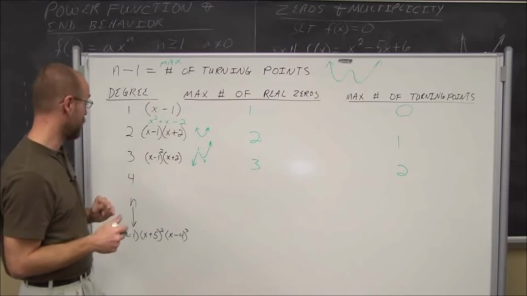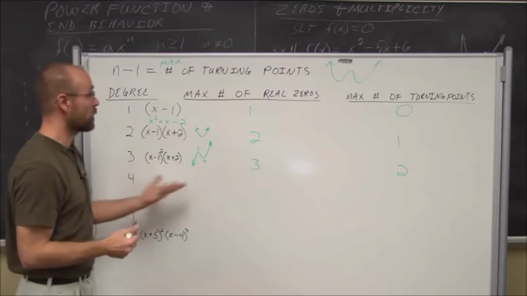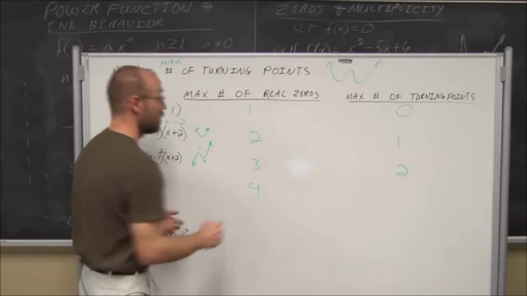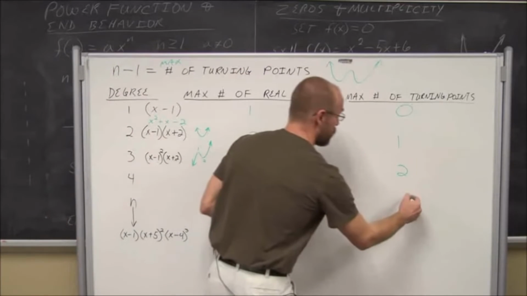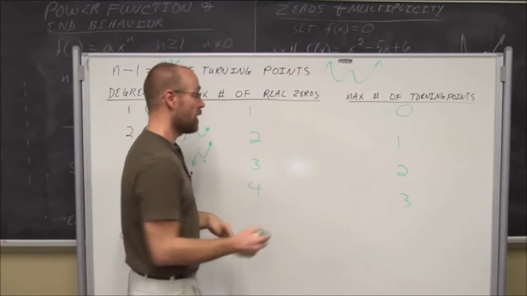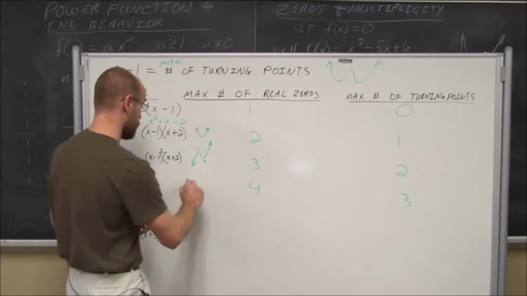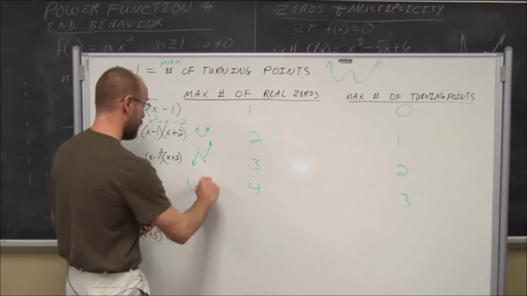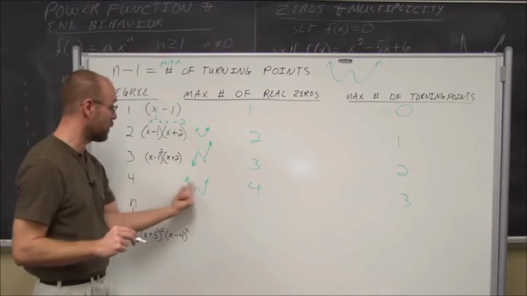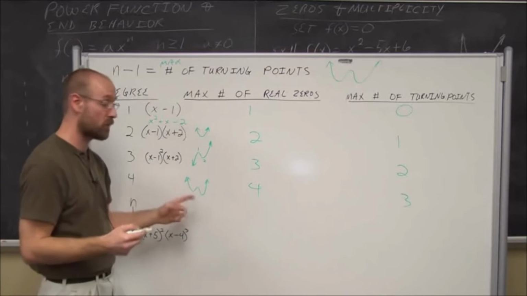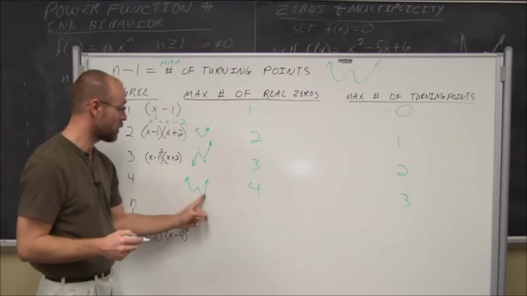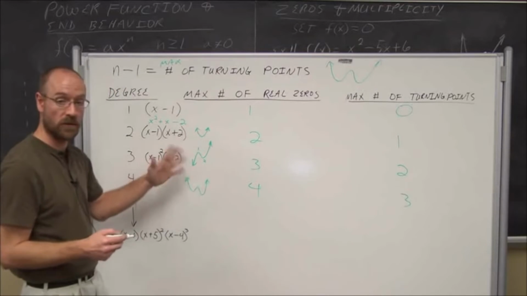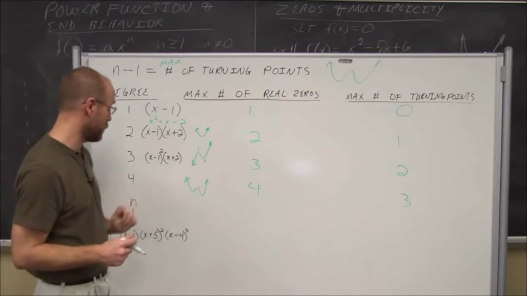Fourth degree, of course, it would have 4 maximum number of real zeros, and the maximum number of turning points would then be 3. If we think about a 4th degree, and I'll just do it right here, it's going to look like that. We don't know what it's doing in between, but at most, it can have 3 turning points. Here's 1, 2, 3 turning points. Changes in directions from increasing to decreasing.